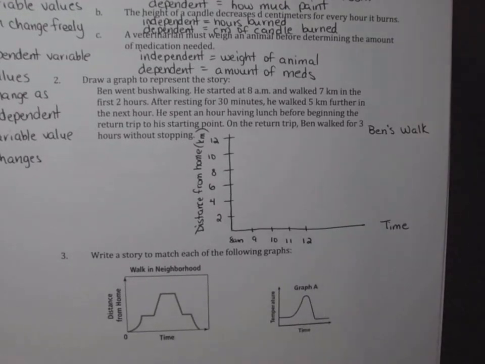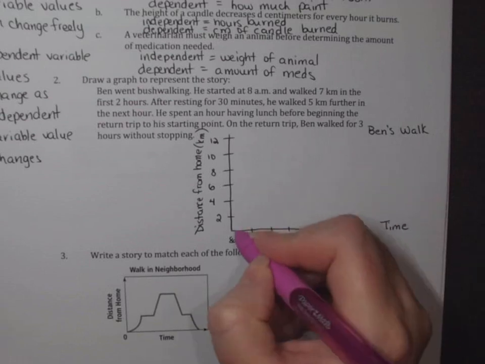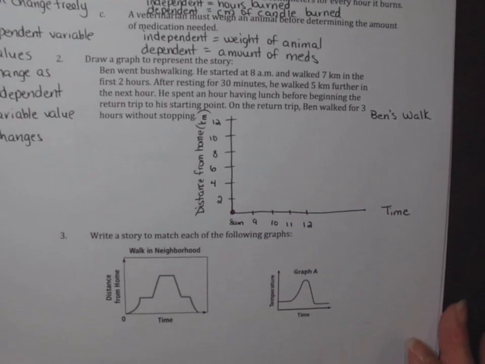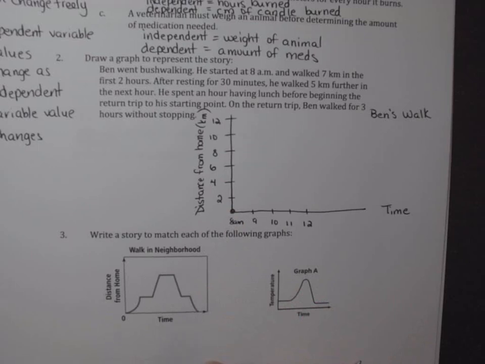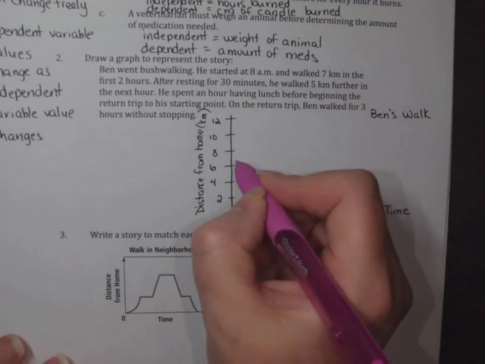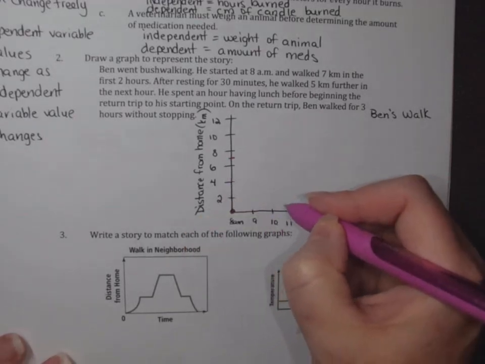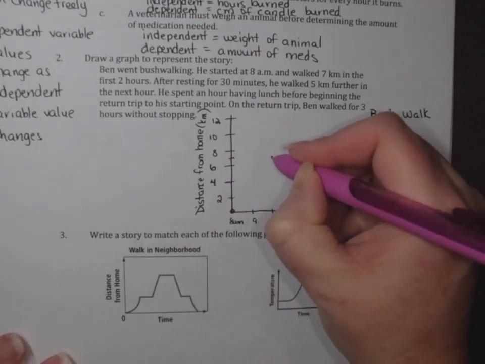All right, so it looks like at 8 a.m. he starts, right? So he's at home at 8 a.m., 0 kilometers distance. He walks 7 kilometers in the first 2 hours, which means 7's maybe about right here. So at 10 o'clock, he's 7 kilometers away.